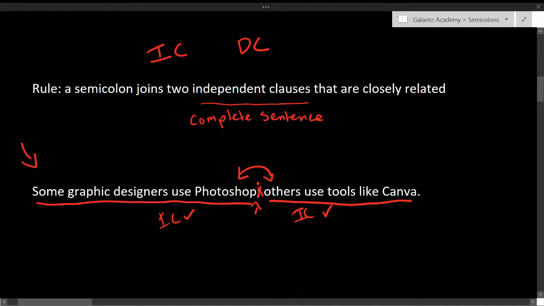I think it's important to note that when you're being tested on this on the ACT, there are going to be questions asking whether or not a semicolon would work there, but it's typically going to be asking you, are these two independent clauses, rather than, are they closely related? It's not going to be asking you super ambiguous questions.